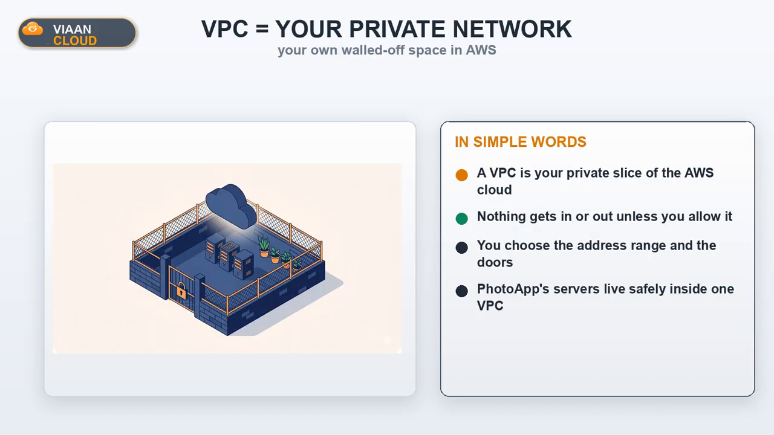Now, where do all these servers actually live? Inside a VPC, a virtual private cloud. Think of it as your own private walled-off slice of AWS. Nothing gets in or out unless you allow it. You pick the address range and the doors, and PhotoApp servers sit safely inside.